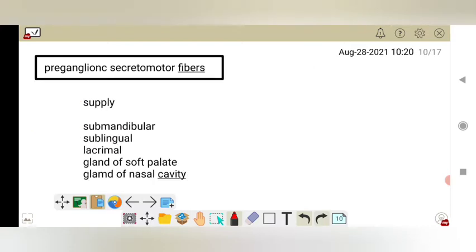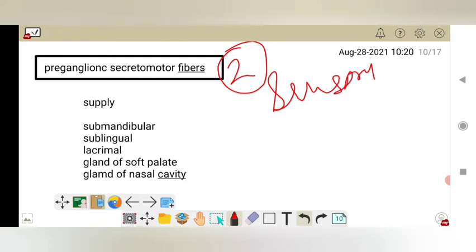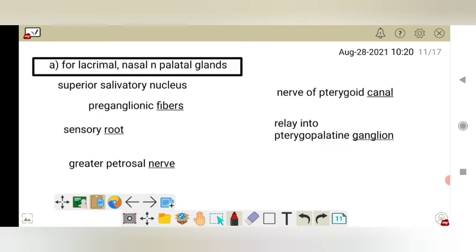Now, preganglionic, the second type of fibers the facial nerve has. These are the preganglionic secretomotor fibers carried by sensory root, and these preganglionic secretomotor fibers supply submandibular gland, sublingual gland, lacrimal gland, glands of soft palate, and glands of nasal cavity.